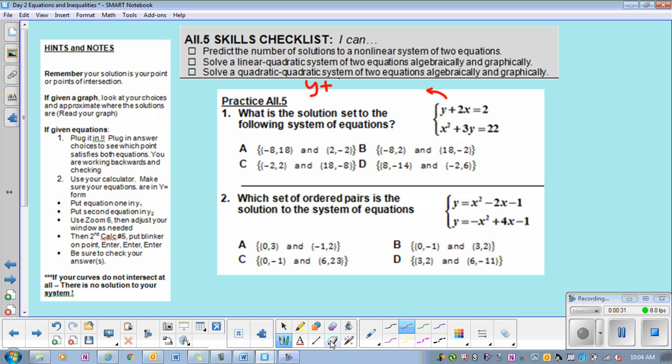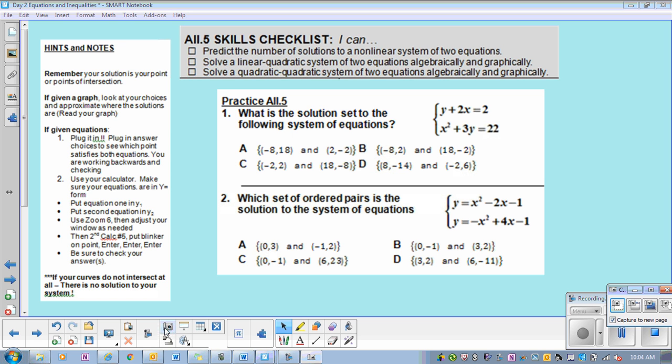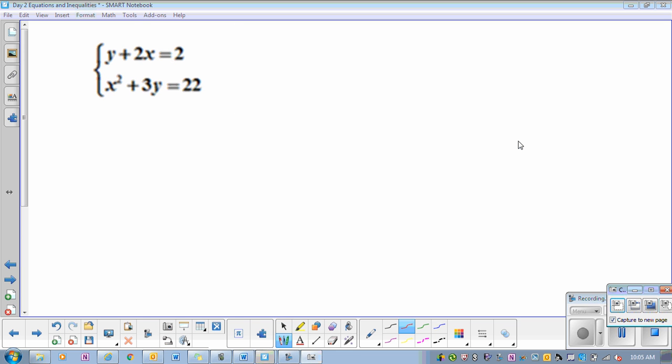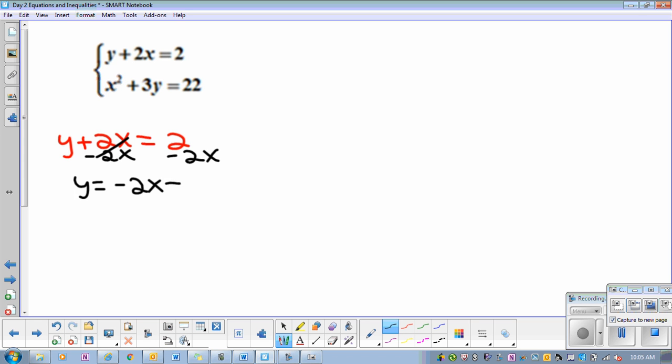No, you know what? I'm going to put this on a separate slide. There we go. And we'll solve it from here, okay? So the first one, y plus 2x equals 2. If I were to make this y equals, what do I have to do? Get rid of the 2x. Yeah. So let's move it. Subtract that 2x over to the other side. So then now I have y equals negative 2x plus 2. Right? Yes?